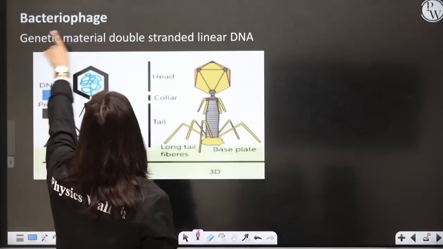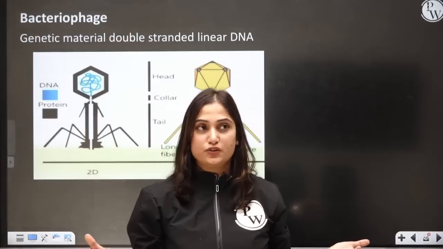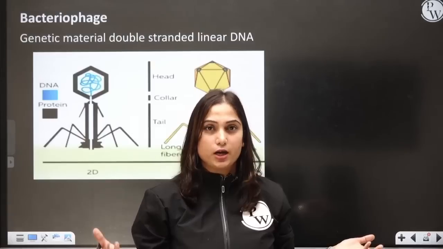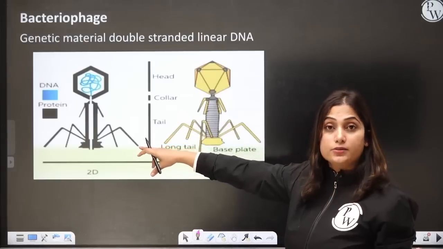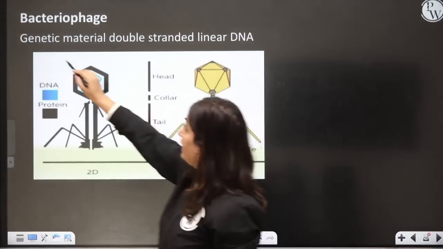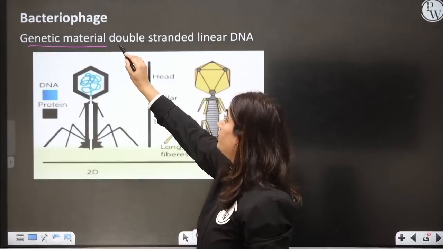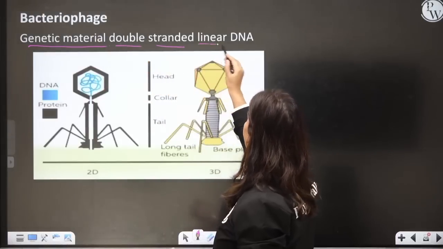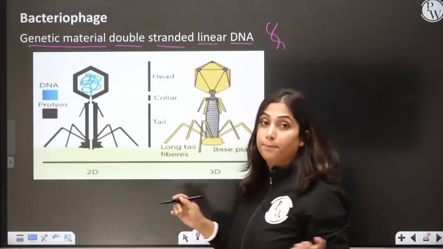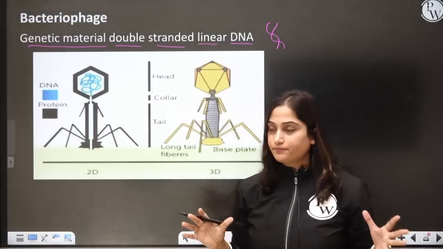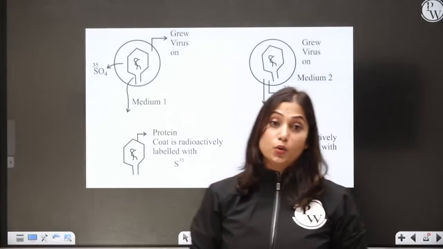And the bacteriophage we'll be using here, you must have heard many names of bacteriophages like lambda phage, T1 phage, T2 phage, T3 phage. So they have this sort of structure, and the genetic material of this bacteriophage is generally a double-stranded linear DNA. Okay? So let's start with the experiment.